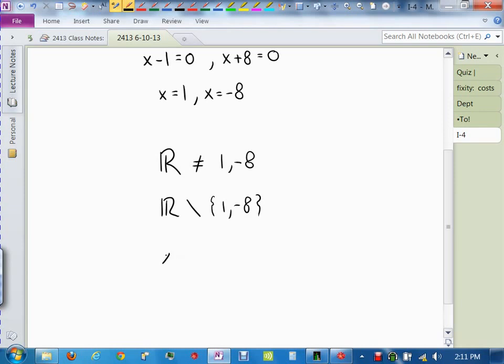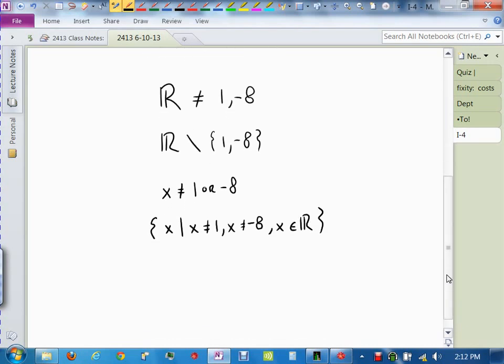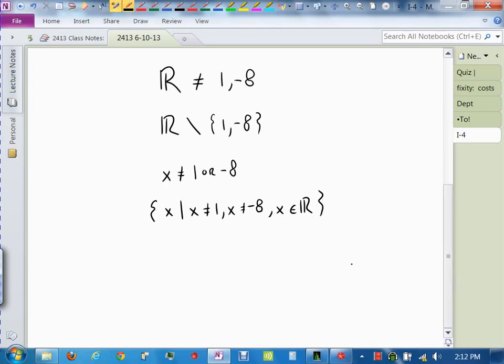You could say x just not equal to 1 or negative 8. You could say the set of x such that x is not 1, x is not negative 8, x is a real number. There are so many different ways to write this. This says all x such that, that's what that bar means. All x such that x cannot be 1, x cannot be negative 8, but x is a real number. But this is the way I prefer, okay? I like this. Number line.